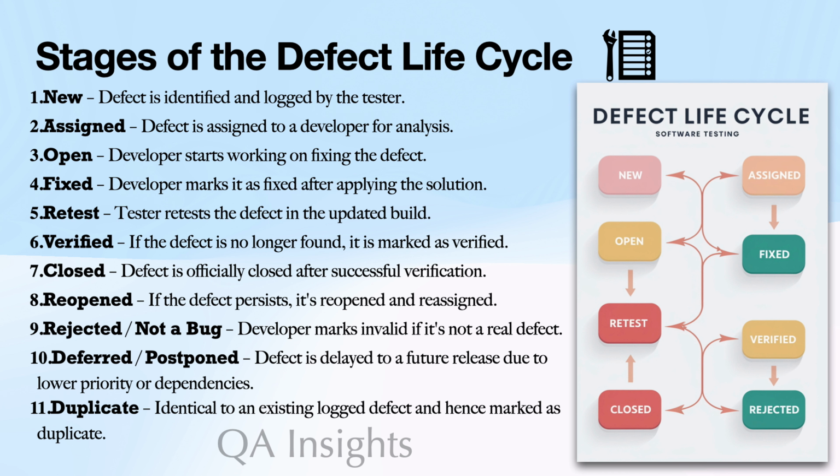There are also other possible statuses. Sometimes a defect might be rejected, for example, if it's not really a bug but a misunderstanding of the requirement. Other times, it may be marked as deferred, meaning the issue is valid but it will be fixed in a future release, usually because it's low priority or not in the scope for the current cycle. And finally, if the issue is already reported under a different ID, it is marked as a duplicate.